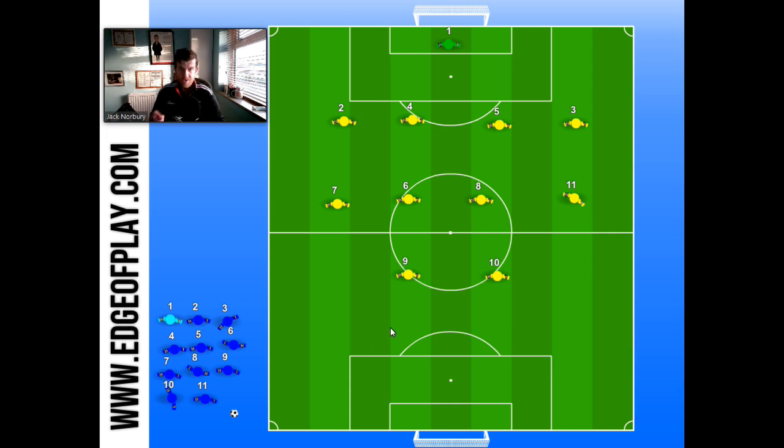If the players aren't on the same page, they don't understand that if the 10's dropping in for the ball, is your number 9 looking to exploit the spaces behind, break lines of the opposition defence? If they're both dropping in, where's the movement coming in behind? So that could be a bit of an issue, players understanding.